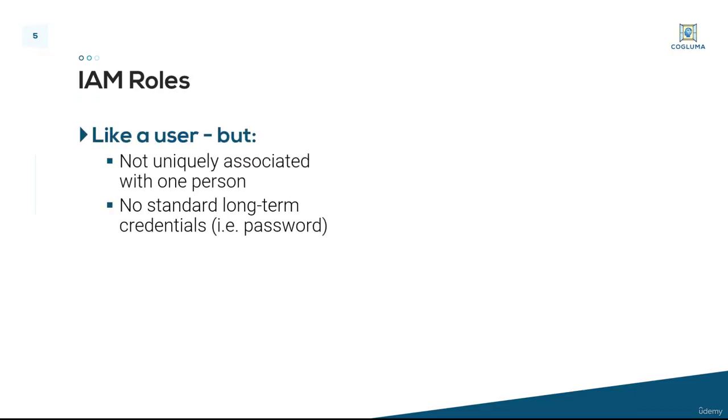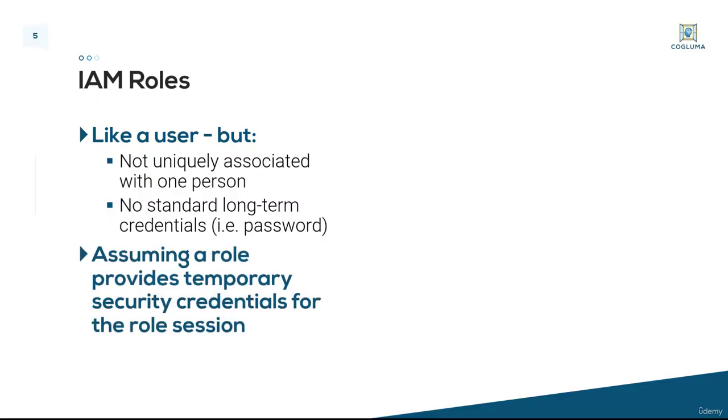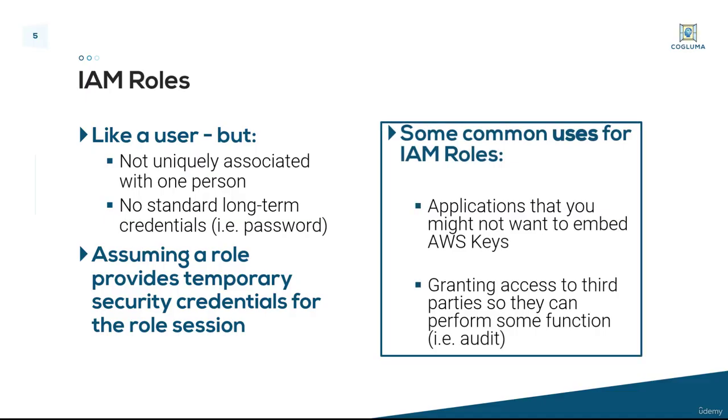Next we have IAM roles. So these are kind of like a user, but they're not uniquely associated with one person. And we don't have standard long-term credentials like a username and password combination. When we assume a role, that provides temporary security credentials for that role session. There are some reasons we might want to use this. Some applications that we may not want to embed AWS access keys in, and we'll talk about that in a little bit. Another thing is that we may want to grant access to third parties so they can perform some function like an audit. So again, these are not uniquely associated with one person, and we don't have the standard long-term credentials like the logins we do with the users.